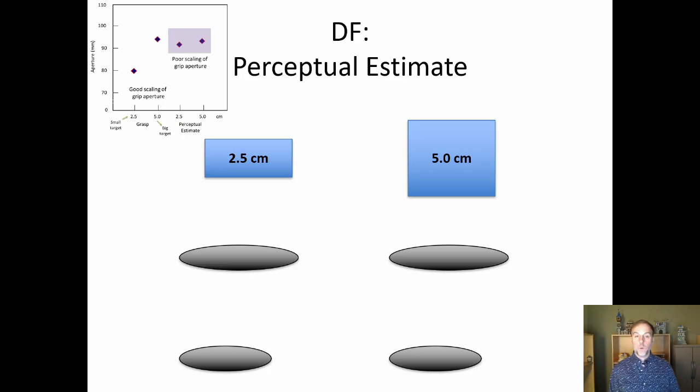Now, when we ask her to do a perceptual estimate, hey, how big is that small object? How big is that large object? Remember the results in both cases, she just opens her hand big. So this is poor scaling. She is not scaling her grip aperture to the object, and that's because her ventral stream is damaged.